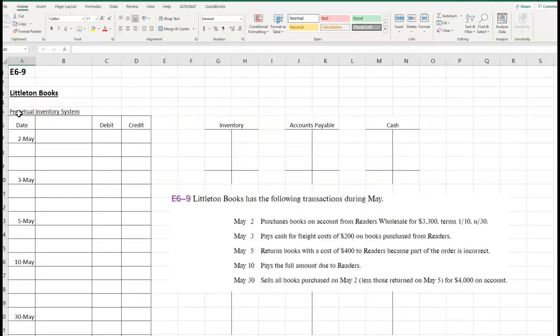So we're going to do problem E69, which is about Littleton books. They have these transactions during May. We're going to record these transactions.